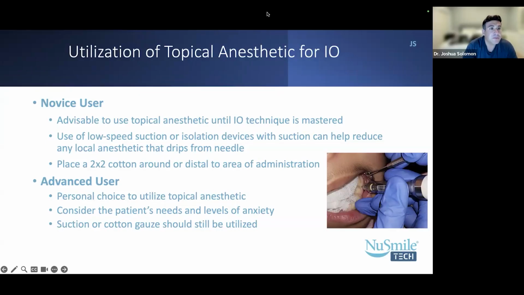And do you use topical at all? Nope. Yeah. So you'll find that most of us literally do not use topical. I'll give you one point, that 2x2 cotton around the distal area of administration.